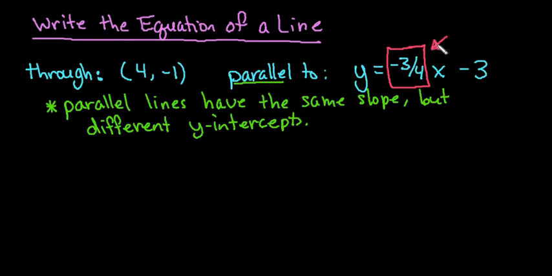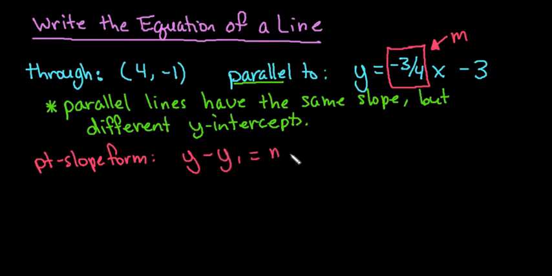So since the two lines have to have the same slope, we would pull the slope from here, and then we would use this point, and we're going to use the point slope form of a line, which is y minus y1 equals m times x minus x1, where m is the slope, and this point right here would be our x1, y1. The x1, y1 is just a point that the line crosses through.